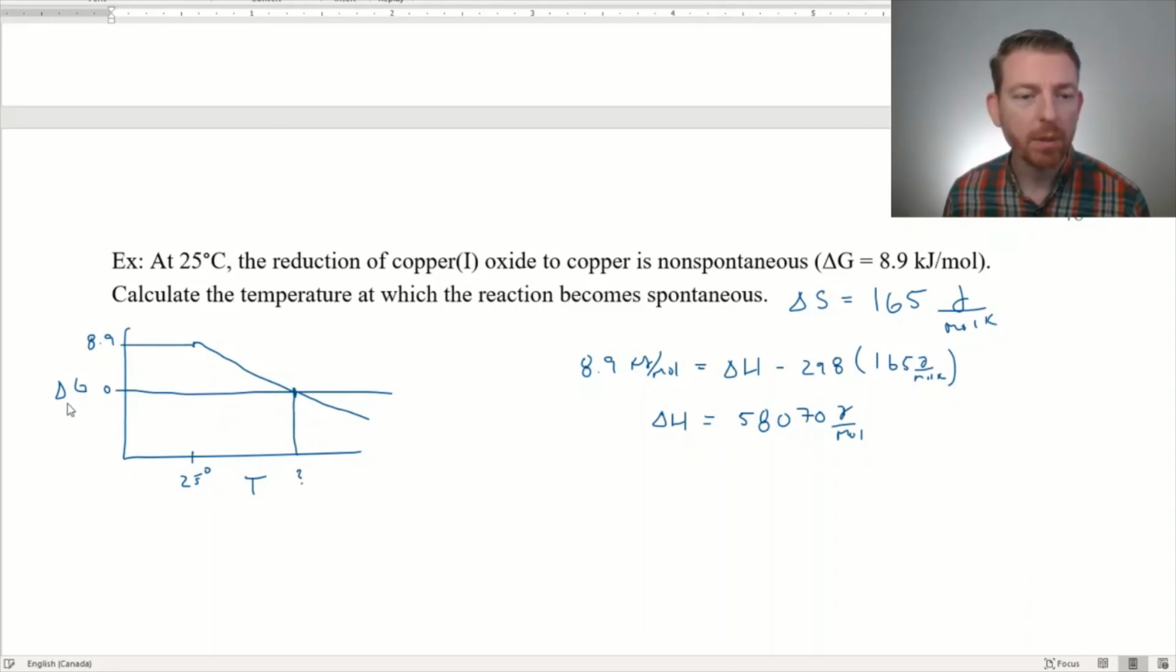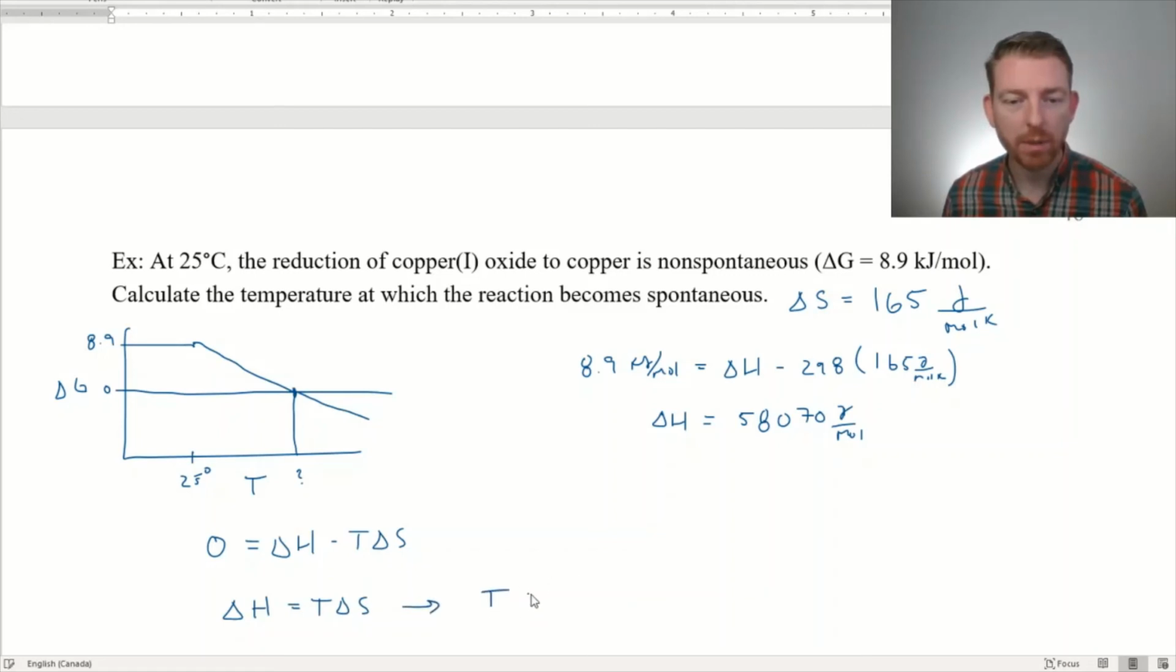But what we do know is that delta G at that point is equal to 0. The point where it goes from above 0 to below 0 is, well, it's at 0. So we want to say 0 equals delta H minus T delta S. So delta H equals T delta S, or we can write this, since we're interested in the temperature, as delta H per change in entropy at equilibrium.